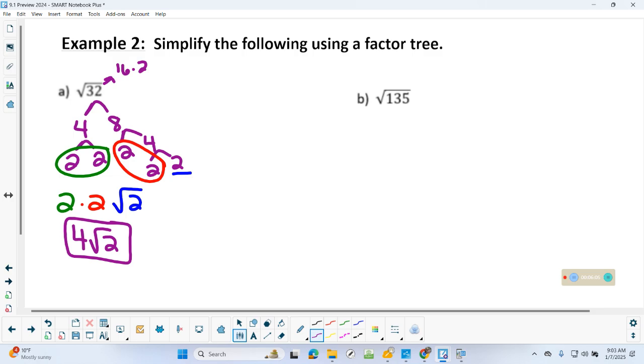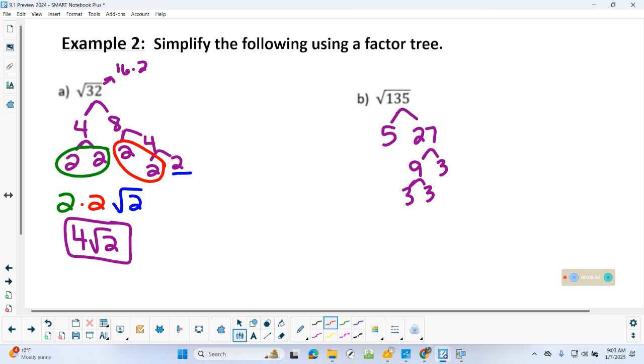Okay, 135 ends in 5. So the first thing I would check, how many times does 5 go into 135? 27. Now, I can still break these numbers down. 5, of course, is prime. I'm going to leave that. The 27, I'm going to go 9 and 3. 9, I can still break down into 3 times 3.